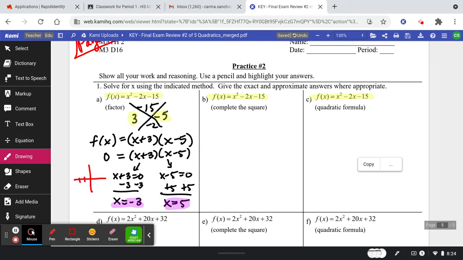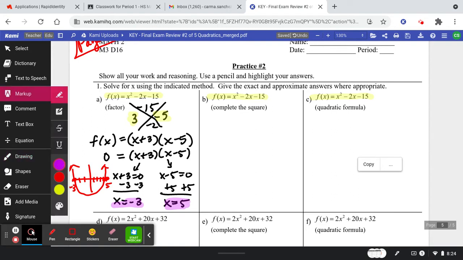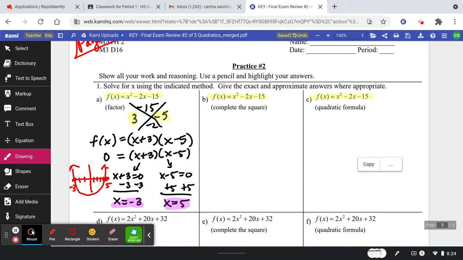I found that my parabola is touching at negative 3 and 5 on the graph. Okay, so that's what I'm finding when I solve and get solutions of a quadratic. Now let's go solve this same exact one by completing the square. If we've done it correctly, we should get the same answers.